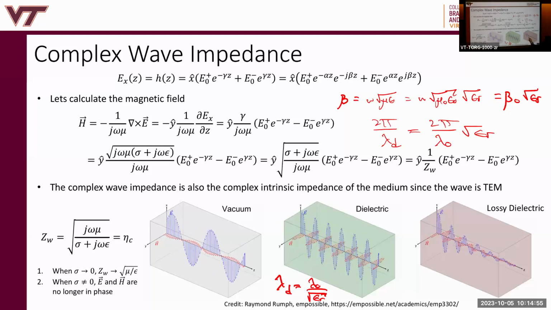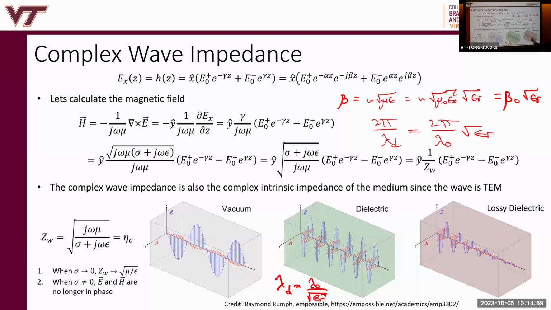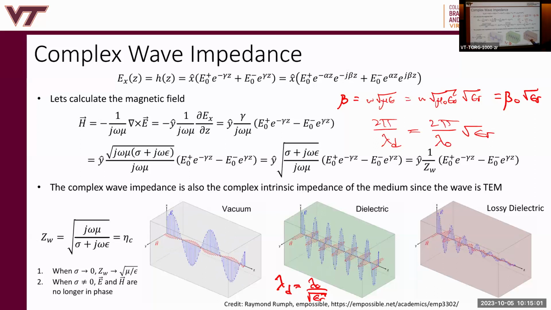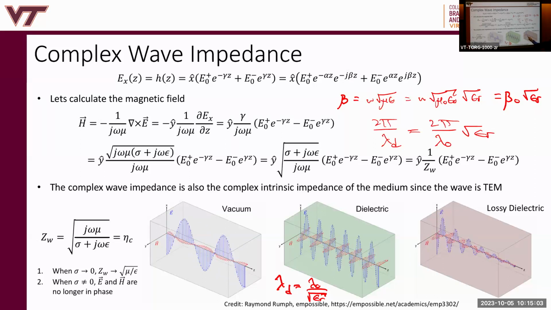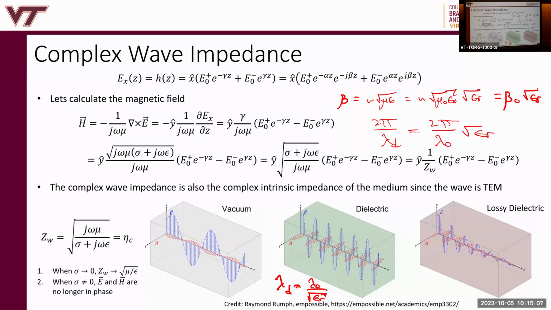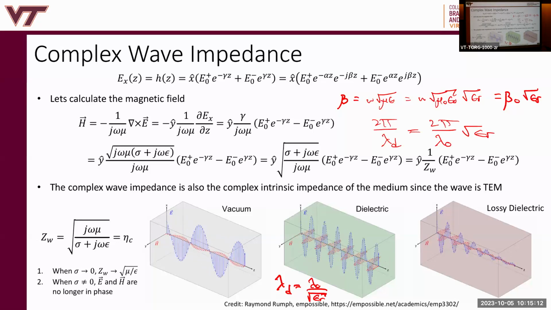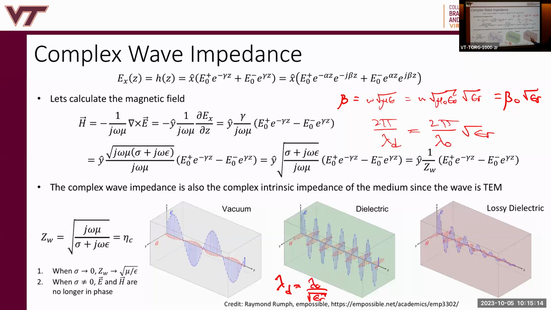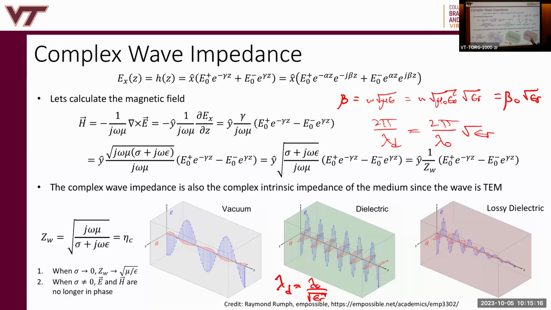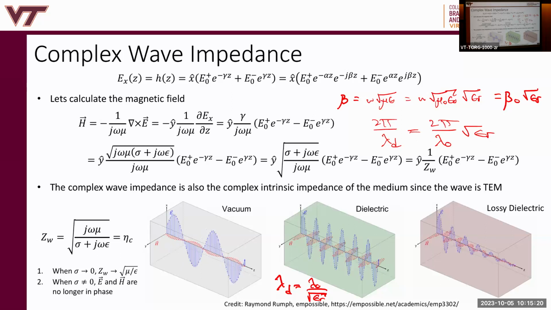But here, look at this. There's a maximum here, and it's not the same maximum there. They're not in phase anymore. They enter the medium in phase, but they fall out of phase. I don't know if they enter in phase, but anyhow, they are out of phase at some point here, right? There's a phase shift between E and H because the wave impedance is complex.